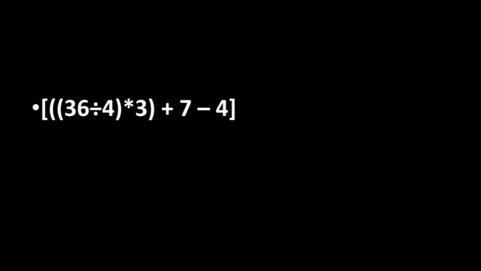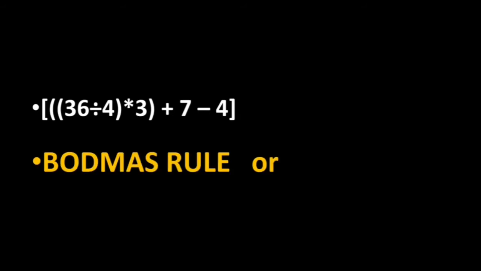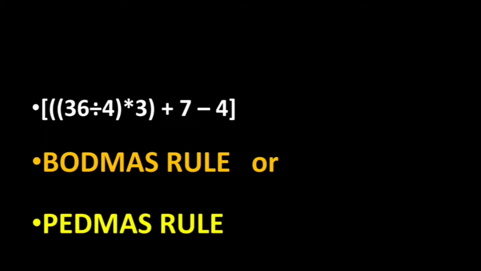Along with the four basic operations, if we have brackets also, then first we will solve the brackets and then we will do the same: division, multiplication, addition and subtraction. So this rule is called the BODMAS rule. B stands for brackets, O stands for of, D for division, M for multiplication, A for addition, S for subtraction. Brackets of division, multiplication, addition, subtraction. This is the BODMAS rule.